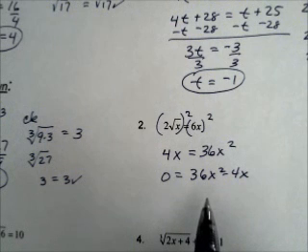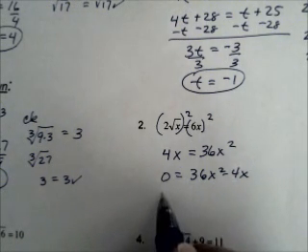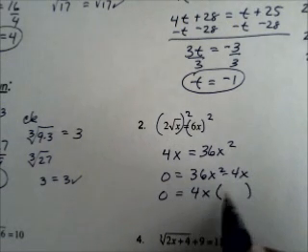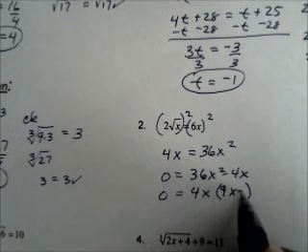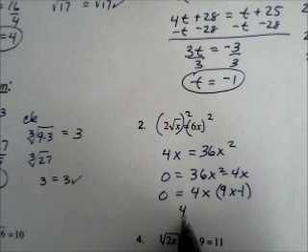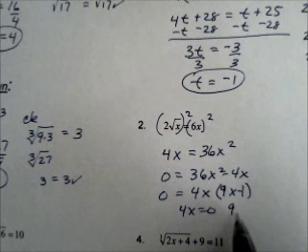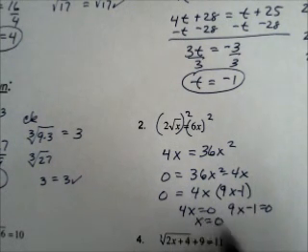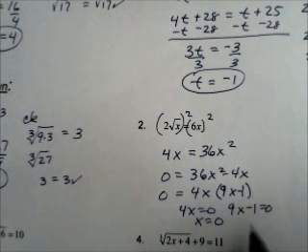There's a GCF. I'll factor that out. 4x times 9x minus 1. Set each equal to 0. 4x equals 0. 9x minus 1 equals 0. So dividing by 4, x equals 0. Adding 1 and dividing by 9, x equals 1/9.